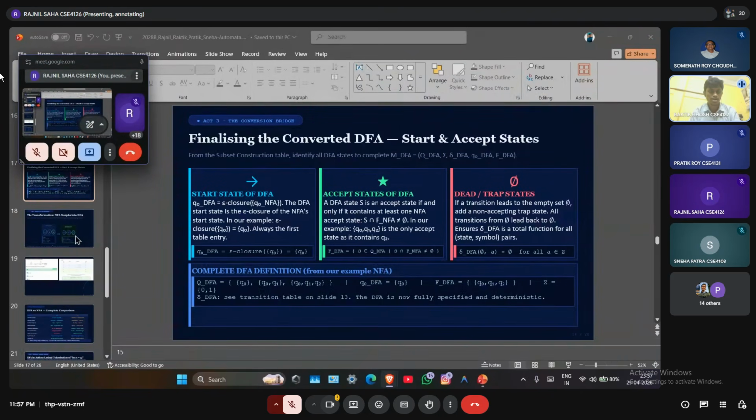Putting it all together, our DFA has 3 states: {Q0}, {Q0, Q1}, and {Q0, Q1, Q2}, with {Q0} as the start and {Q0, Q1, Q2} as the only accept state. Please move to the next slide.